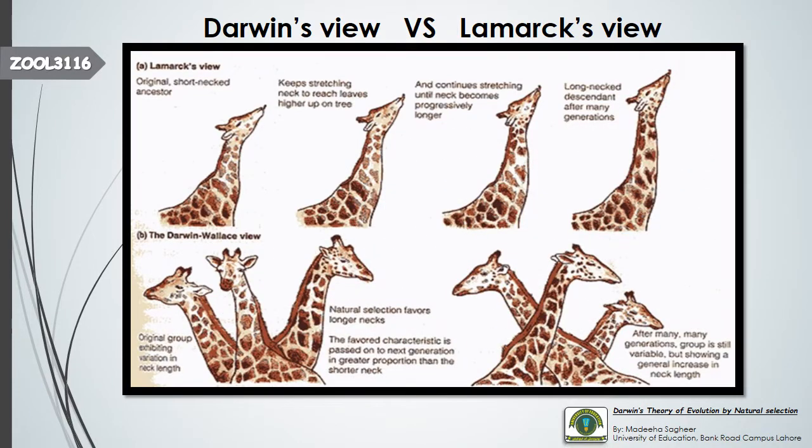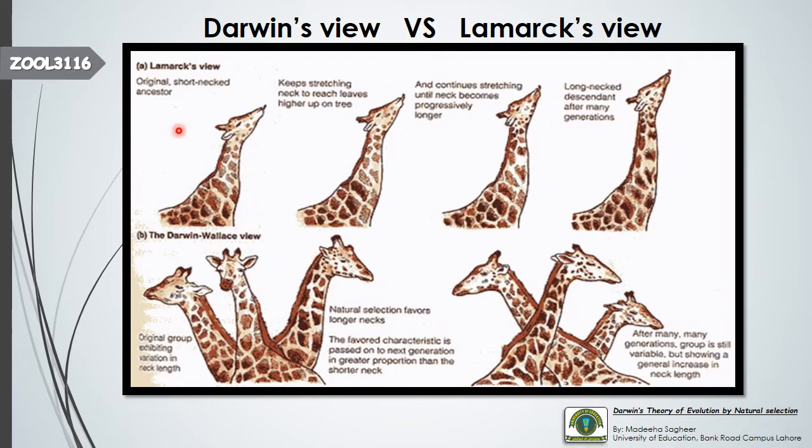Okay, students, before going to our actual topic, evolution by natural selection, I want all of you to have clarity between the two views, that is Darwin's view and Lamarck's view. What was Darwin's view about evolution and what was Lamarck's view about evolution? Lamarck always thought that every individual of the population goes through the same change, but Darwin thought that not all individuals go through the same change, only few individuals go through the change. How?